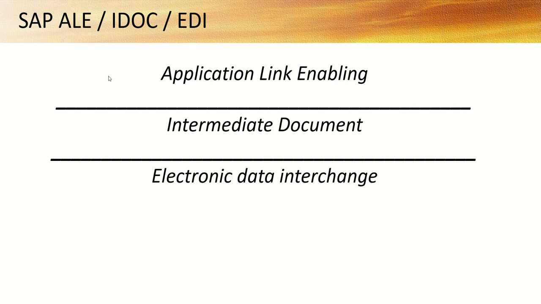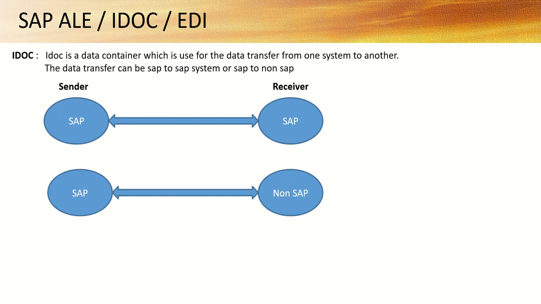So here ALE stands for Application Link Enabling, IDoc is the Intermediate Document, and EDI stands for Electronic Data Interchange. So before doing the actual practical configuration in the SAP system, first we'll have some little theoretical knowledge so that it will be easy for the configuration. So let's understand what is the ALE IDoc and how it is used in the business.